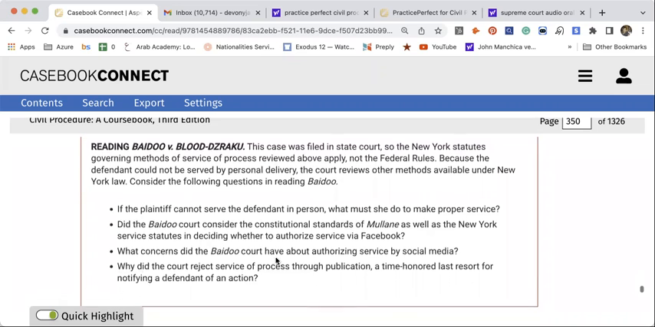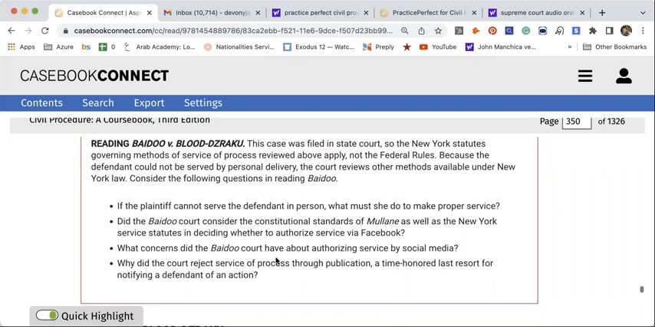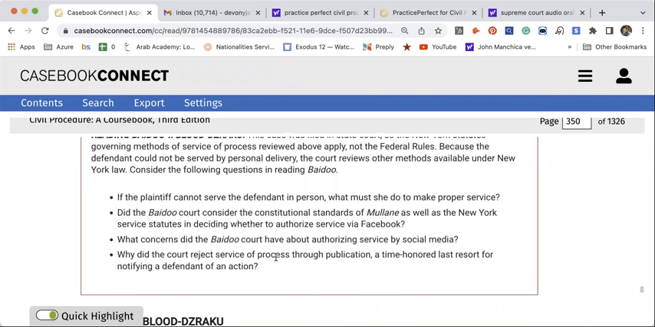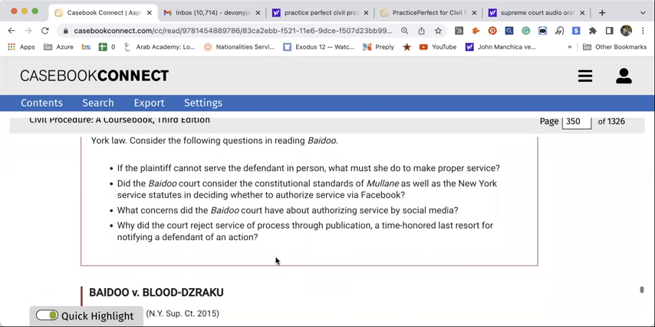Reading Baidoo versus Blood-Dzraku. This case was filed in state court, so the New York statute governing methods of service reviewed above applies, not the federal rules. Because the defendant could not be served by personal delivery, the court reviews other methods available under New York law. Consider the following questions in reading Baidoo.